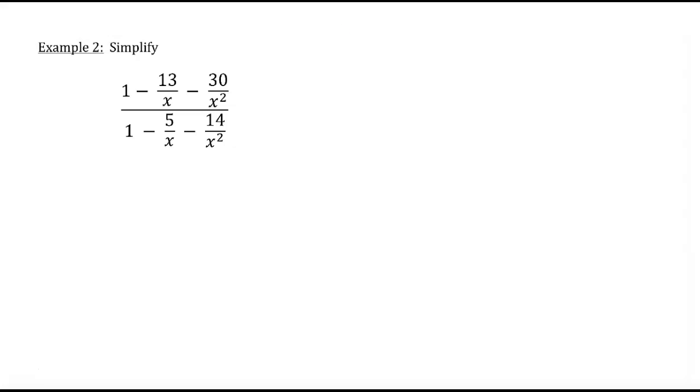We will once again begin by finding the least common denominator for all of the denominators. The denominators are x, x squared, x, and x squared. The least common multiple of x and x squared is simply x squared. So that's also our least common denominator. We learned in our previous example that multiplying the numerator and denominator by the least common denominator is the same thing as multiplying every single term in the complex fraction by that least common denominator. So that's what we'll do.